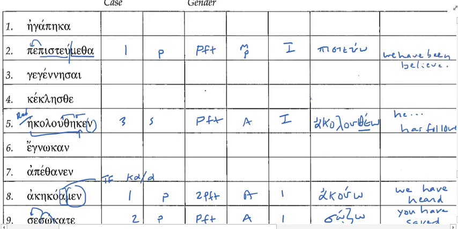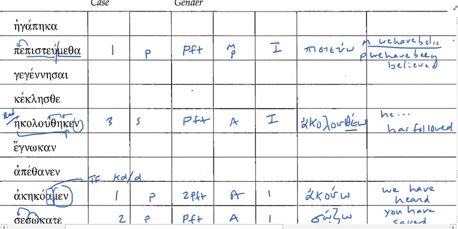It's also possible for a verb to be middle voice. So I'm going to differentiate these. If it's middle voice, then the subject is performing the action, right? So we have believed. Or some people might translate it as we have believed for ourselves. Okay, so there you go. Anything else here?